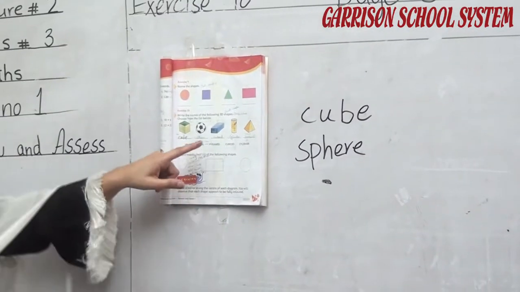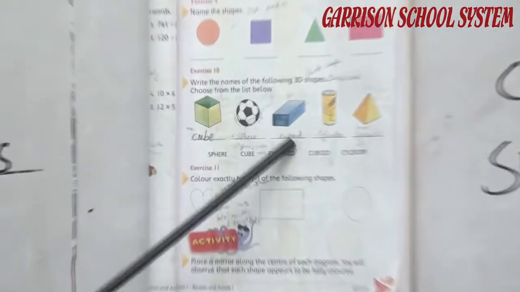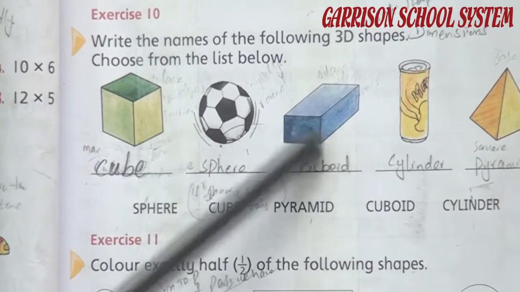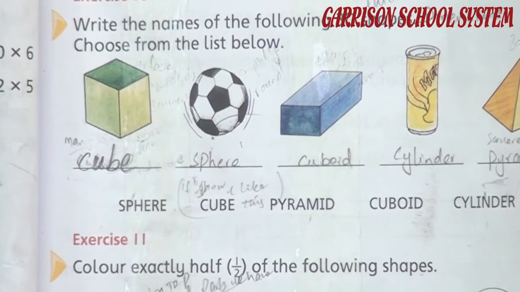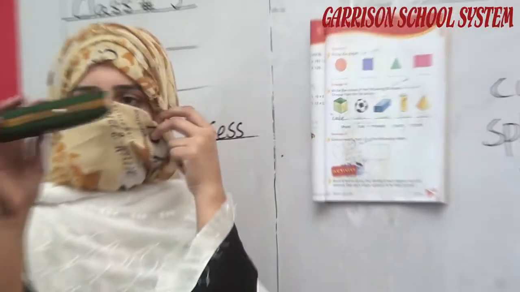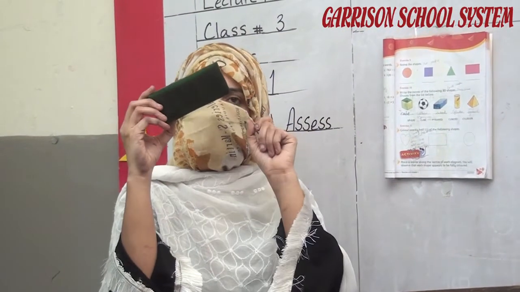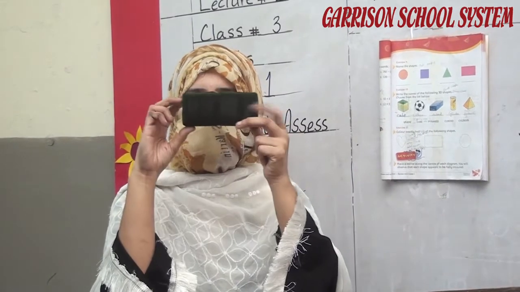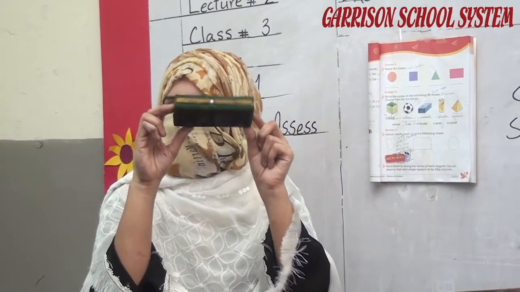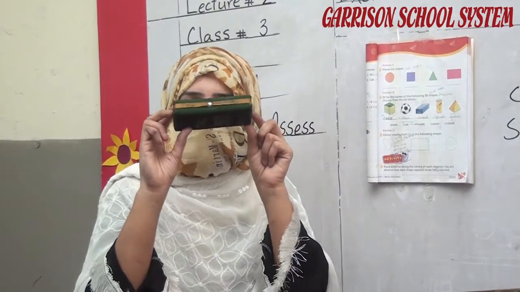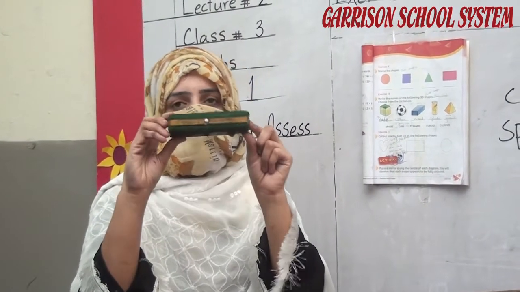Now move on to the next shape. The next shape is like a rectangle. So look at this shape. This is like a rectangle. When we see this side, this is a rectangle. When we see this side, this is a rectangle. When we see this side, this is also a rectangle. This shape also comes from many rectangles.